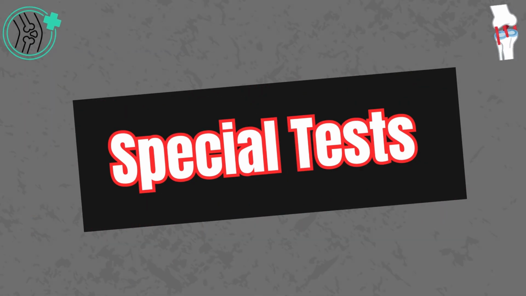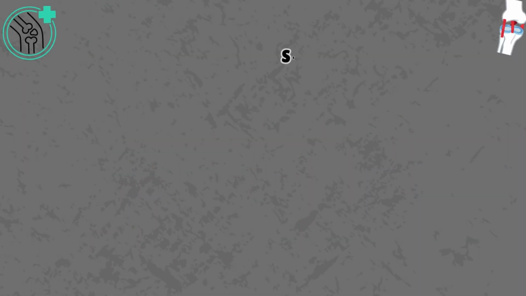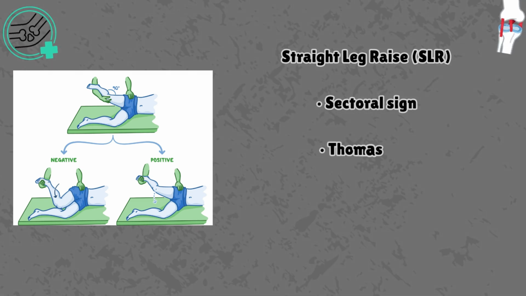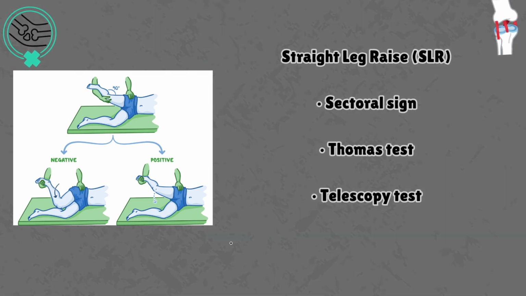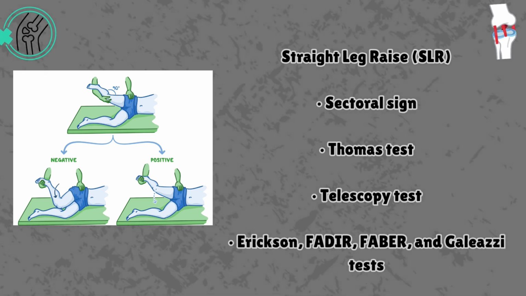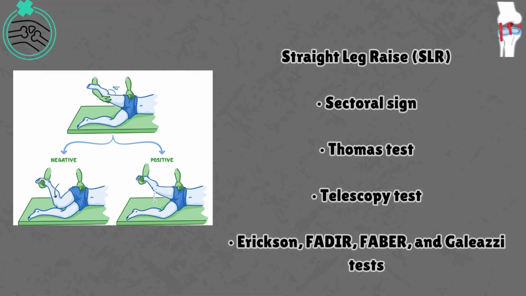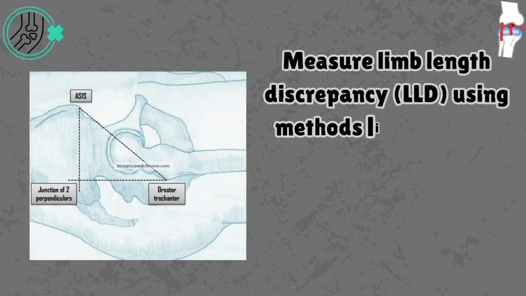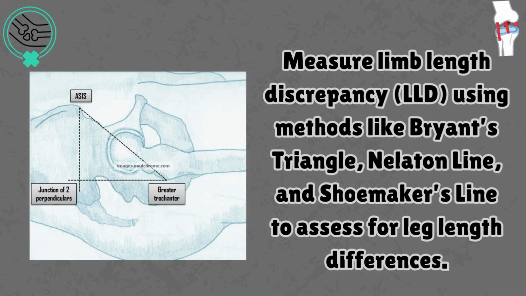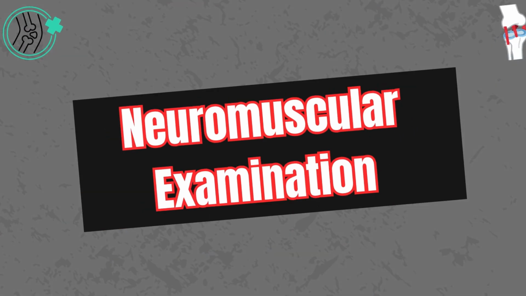7. Special tests, on supine. Several specific tests are used to assess hip function and any underlying issues. Hip tests: straight leg raise, sectoral sign, Thomas test, telescopy test, Erickson, Fader, Faber, and Delitzzi tests. Measurement tests: measure limb length discrepancy using methods like Bryant's triangle, Nelaton line, and Shoemaker's line to assess for leg length differences. 8. Neuromuscular examination.